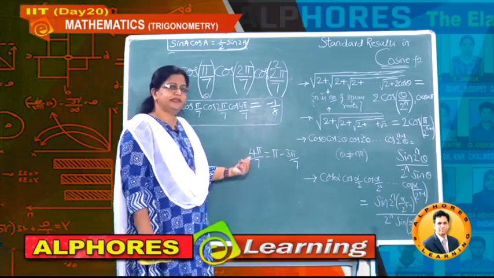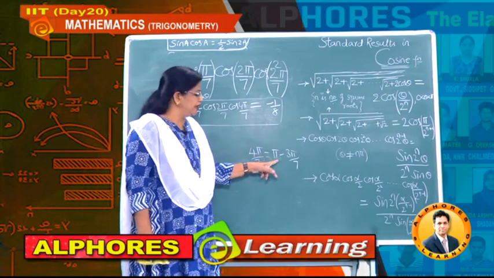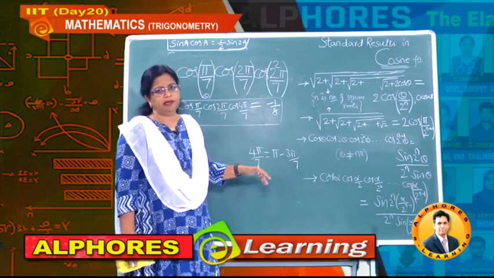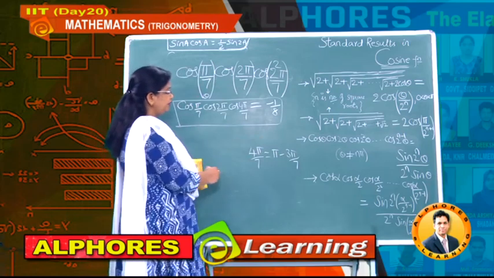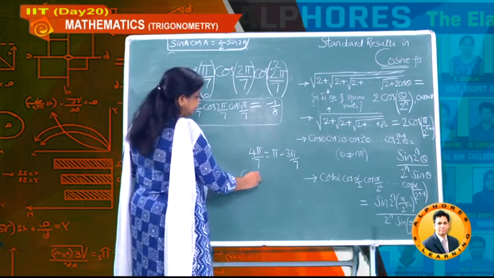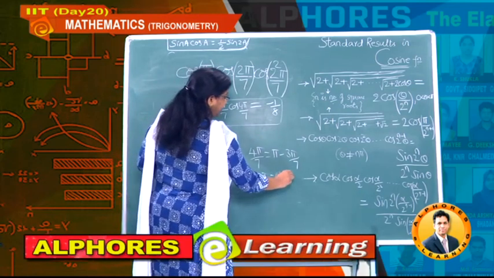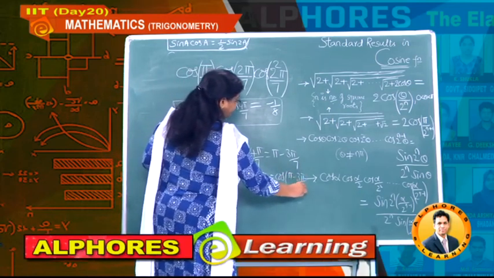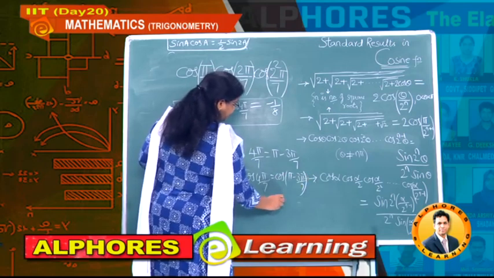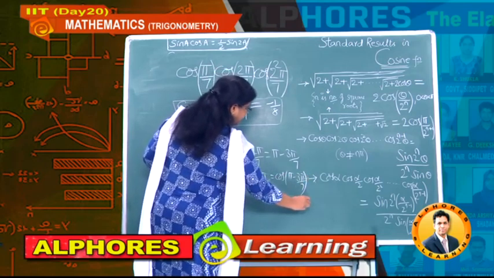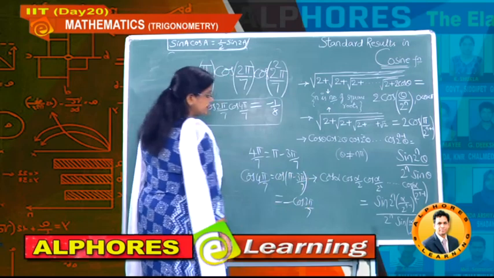Therefore 4 pi by 7 can be written as pi minus how much? 3 pi by 7. Now if you take cosine function on both sides, cos 4 pi by 7 is cos of pi minus 3 pi by 7. Then what is the value here? It is minus cos 3 pi by 7. Why? What is the reason here?